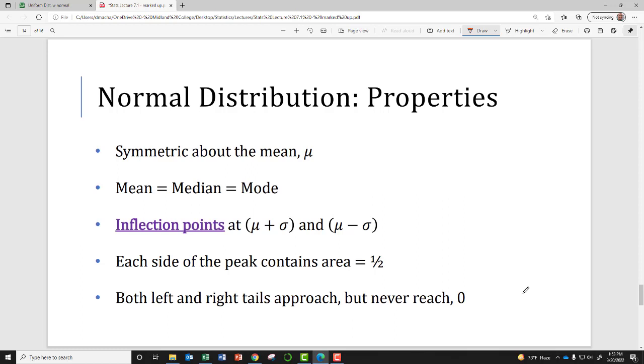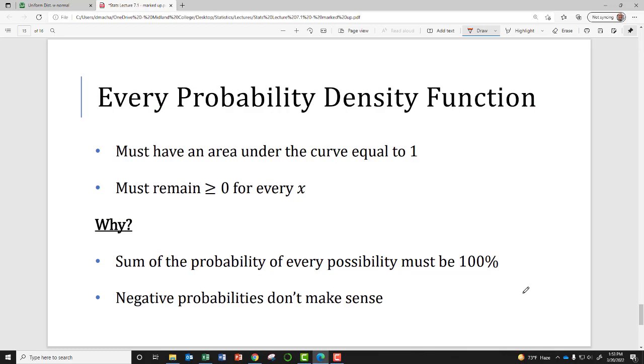So here are some properties about the normal distribution. So it's symmetric about the mean. The mean, median, and mode are all the same. It has inflection points at +1 standard deviation and -1 standard deviation. Each side of the peak on the left side or the right side of the mode contains an area equal to 1/2 because it is symmetric after all. And both the right and left tails approach but never quite reach 0.